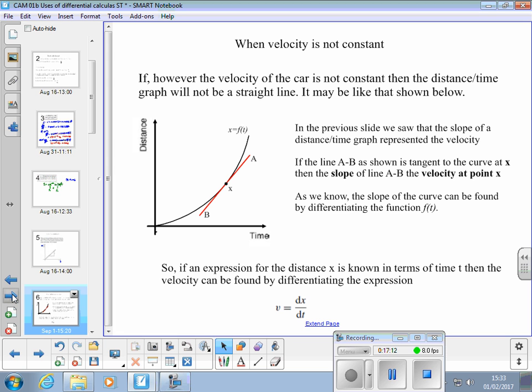So as we know, the slope of the curve can be found by differentiating the function f with respect to t. So find the first differential of a distance versus time graph, and we end up with the velocity. The velocity is equal to dx by dt, x being distance moved. Okay? The first differential of distance versus time is velocity.